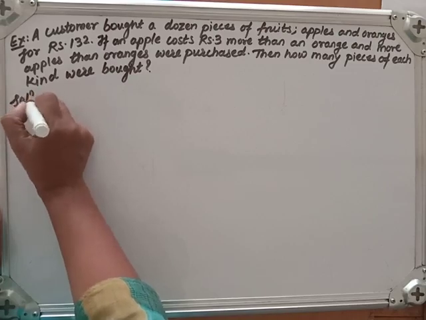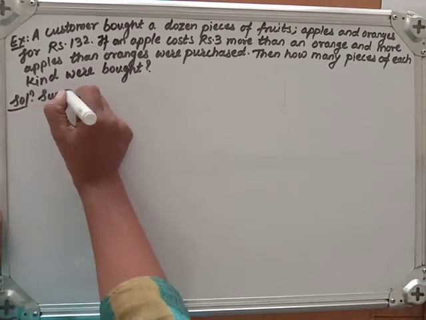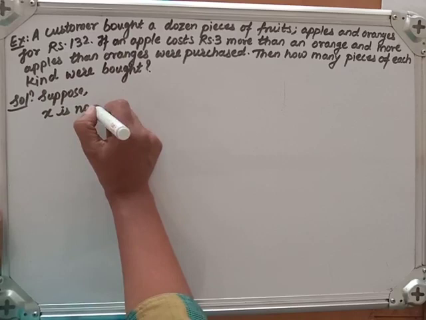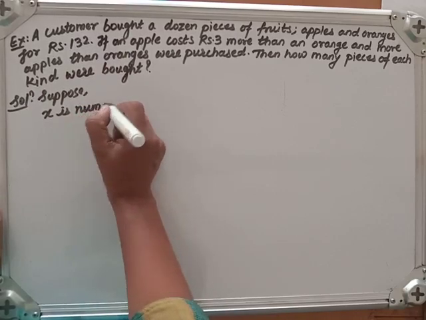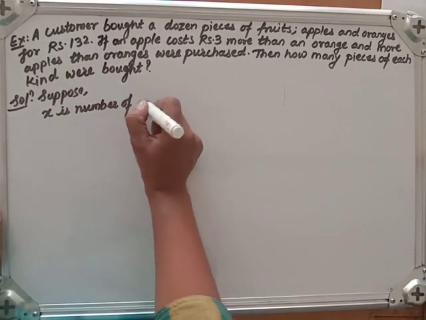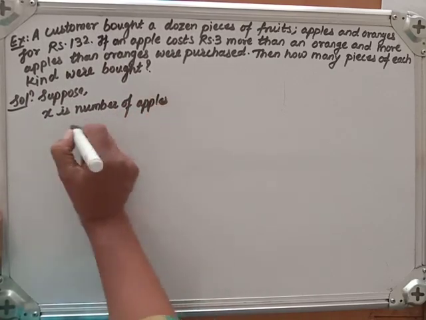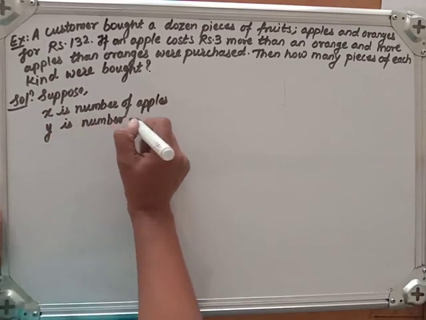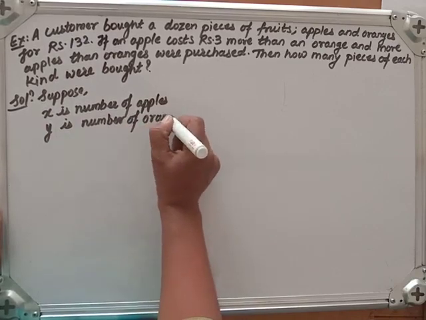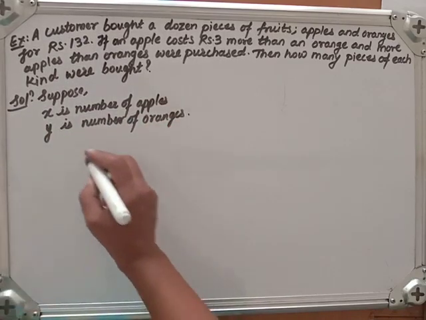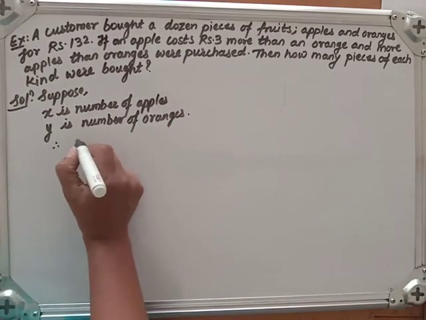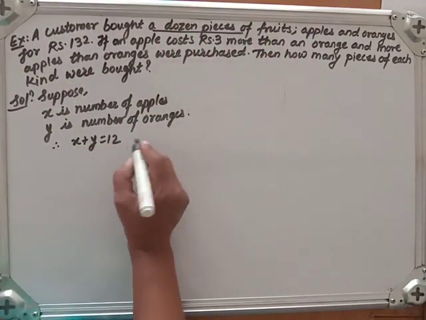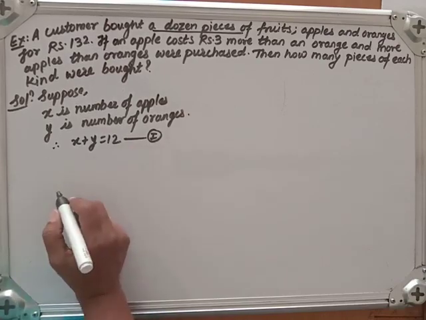Solution: suppose x is the number of apples and y is the number of oranges. Therefore, x plus y is equal to 12, a dozen pieces of fruits. So, it is equation number 1.